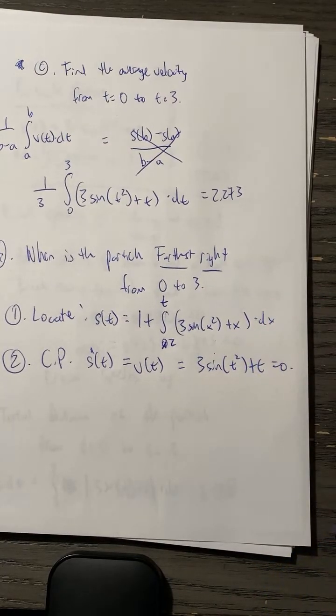Let's see if I can make this work now. How does Wolfram Alpha want me to find this? I don't want to plot that. Zeros of... Come on, you can do this, Wolfram.